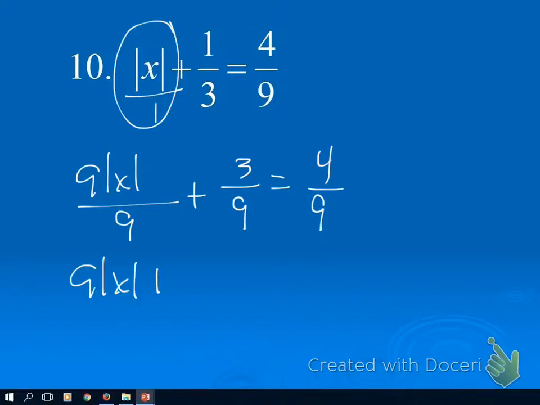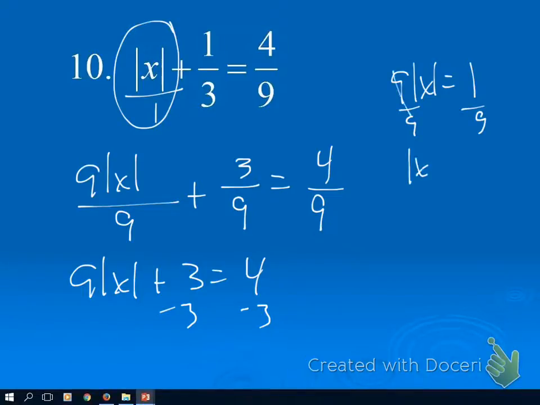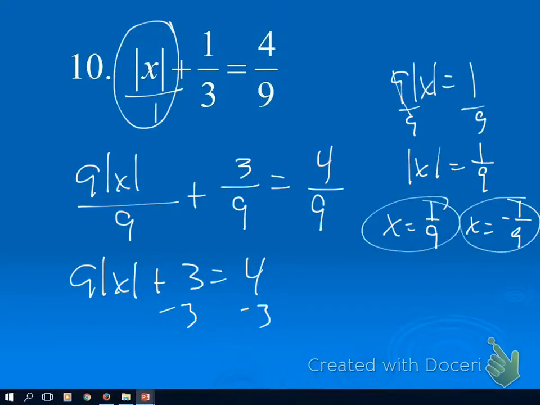Then I'm going to drop the denominators and get this. And then I'm going to subtract 3 from both sides because now I got to get the absolute value bars by themselves. Divide by 9, divide by 9. Now I know that I'm trying to travel 1/9 units from 0 on the number line, and I can do that by going to positive 1/9, or I can do that by going to negative 1/9. And there are my two solutions.